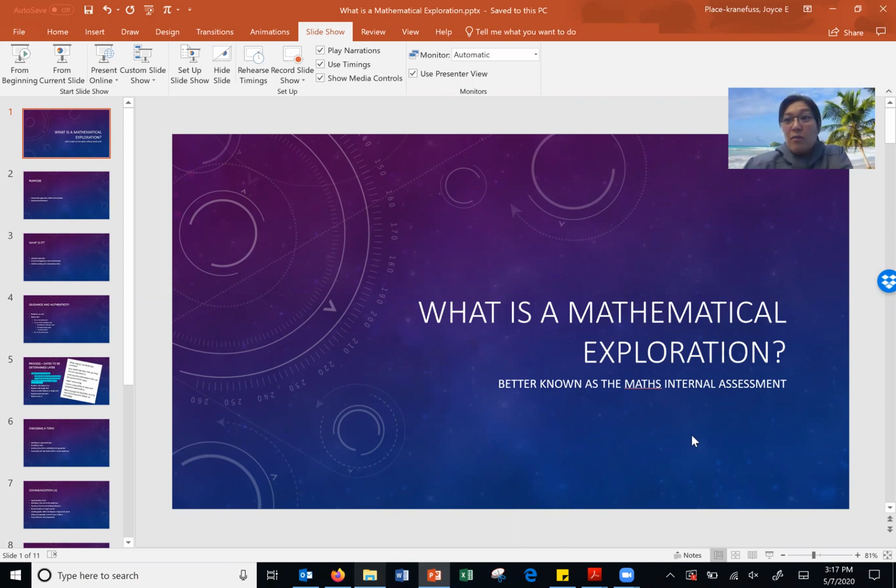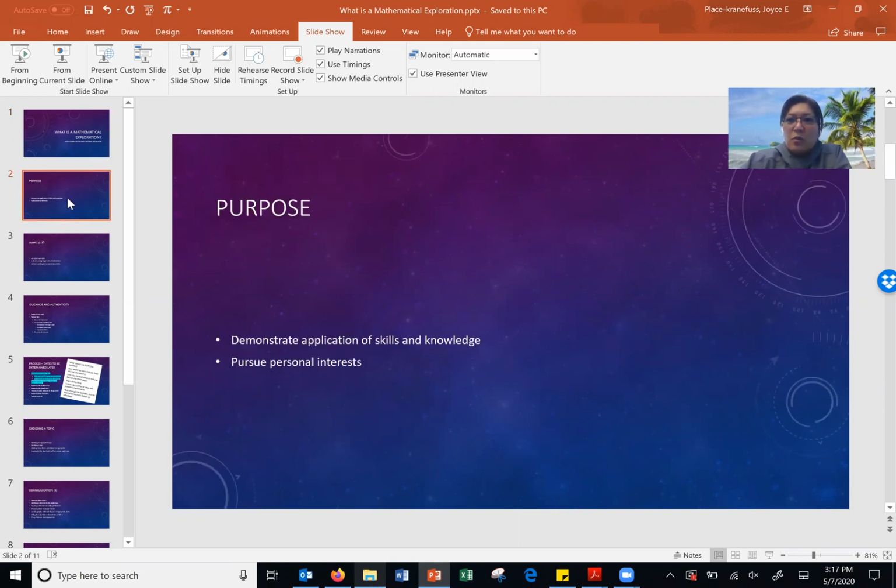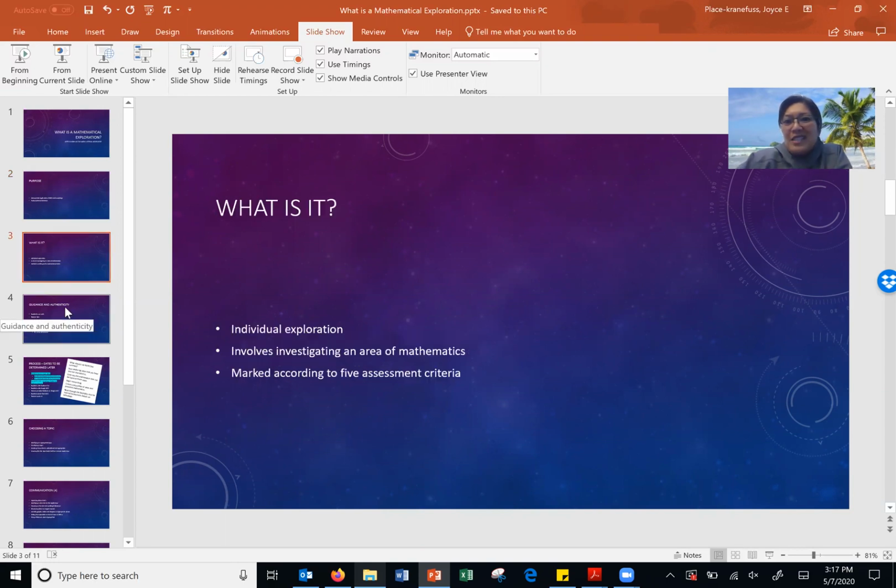It's better known as the Maths Internal Assessment, and it is part of your IB exam grade. Your IB exam grade will be made up of 2 exams and this internal assessment. The purpose of the internal assessment is to demonstrate an application of skills and knowledge and pursue personal interests. It is an individual exploration, so you will be doing these on your own. It's not like TOK. It involves investigating an area of mathematics, and it is marked according to 5 assessment criteria.